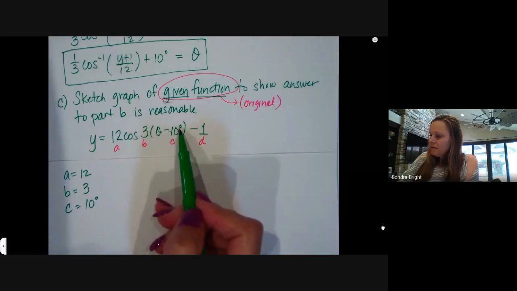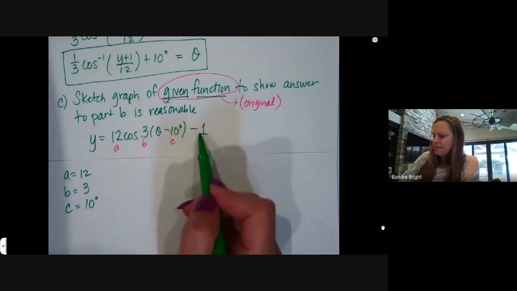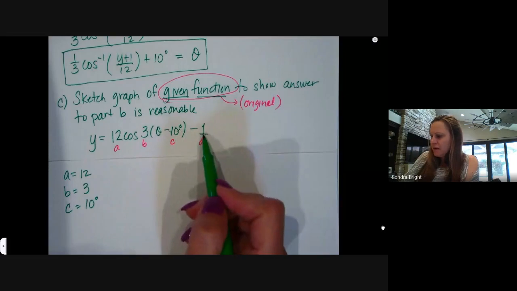The D is exactly what you see, right? I see a -1. I don't take the opposite sign. It really is a -1.